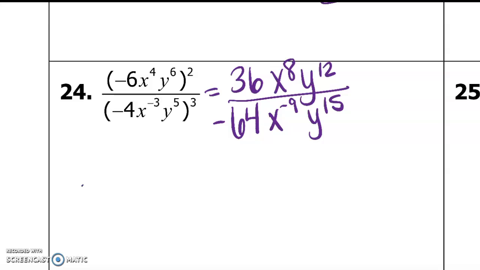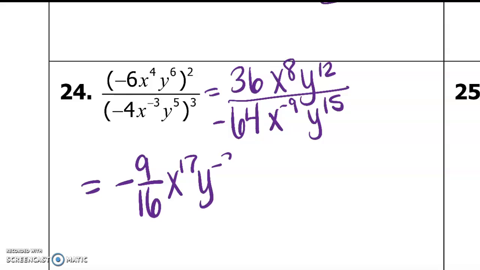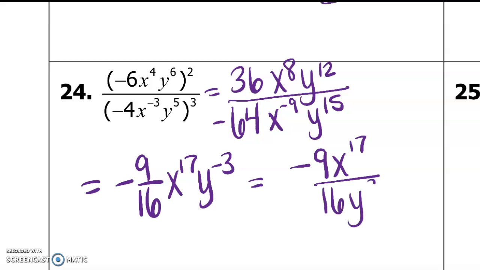So 36 over negative 64 simplifies to negative 9 over 16. We would have x to the 17th. 8 minus negative 9 is positive 17. And then we would have y to the negative 3. So our final answer, your negative 9 and your x to the 17th would stay on the top. 16 y to the 3rd would be on the bottom.